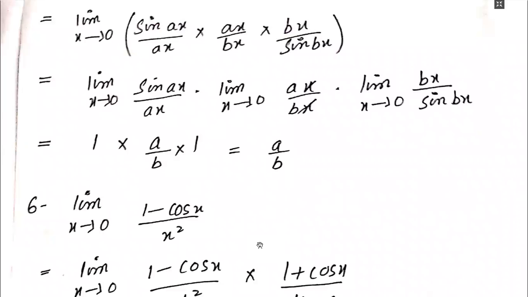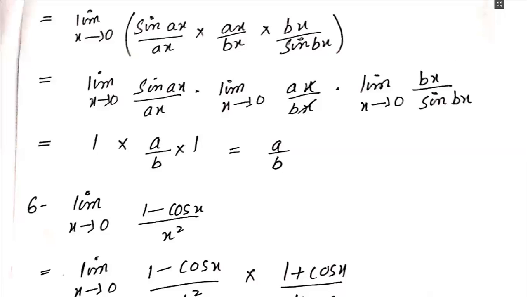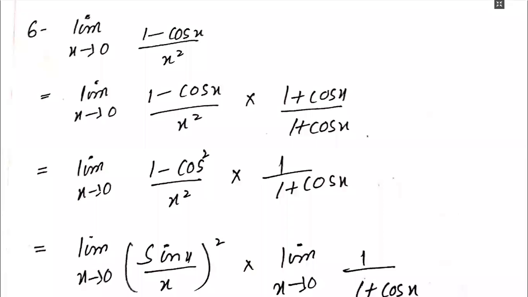Again, another problem: limit as x tends to 0 of 1 minus cos x upon x squared. In the first step, apply the direct limit. What is cos 0? Cos 0 is 1, you already know. And 1 minus cos 0 means 1 minus 1, which is 0, and x squared is 0, so 0 upon 0. This is again undefined.